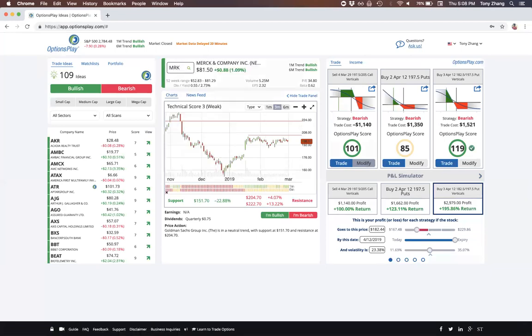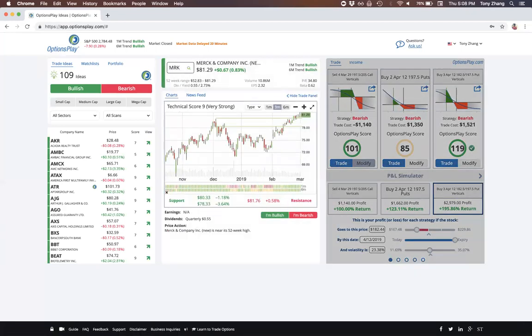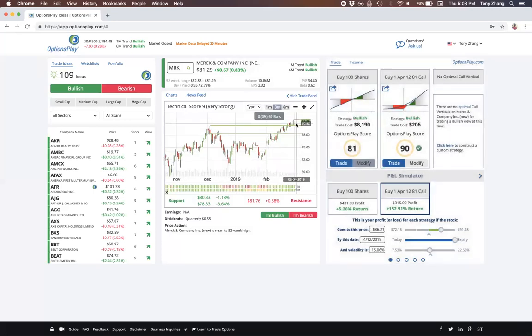So let's go jump over to one last one, Merck. Merck made a new 52-week high today. So this is a breakout stock. This is really where you don't have a lot of price history. We don't have a lot of ideas as far as where it's going to go. So this is sometimes better off just buying a call. And as you can see, we couldn't even find a call spread on Merck.